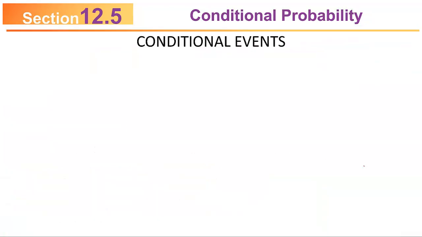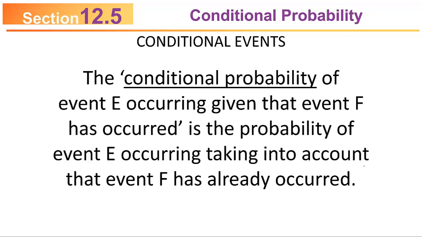Now I want to talk about conditional events. That's the subject of section 12.5. And this is also where I said earlier we introduced some new notation. The conditional probability of event E occurring, given that event F has occurred, is the probability of the event E occurring taking into account that event F has already occurred. And that's what the adjective conditional means. Conditional probability means the probability conditioned on the fact that something else has already occurred.